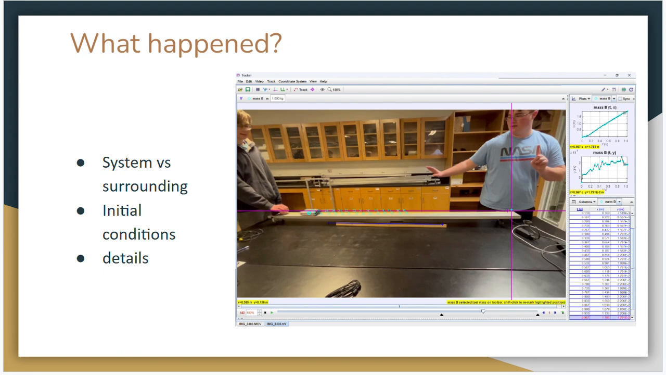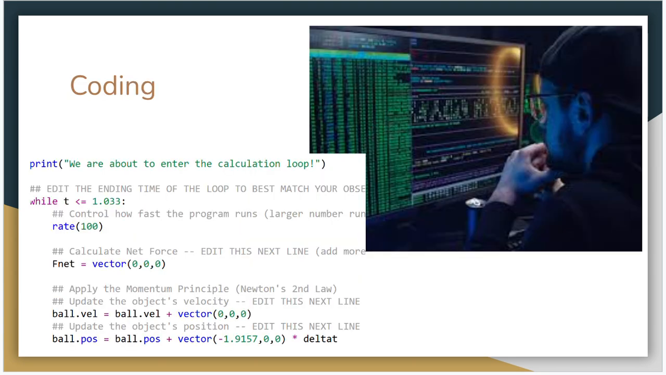So the system would have been the cart itself that was being acted on, and then the surroundings would be the air around it and the track and pretty much everything else in the room except for the cart. Some details about this: we conducted this experiment, it went really well, and we took a video of it. We had a meter stick in the video so that you could tell how fast the cart was actually moving in meters per second as well.